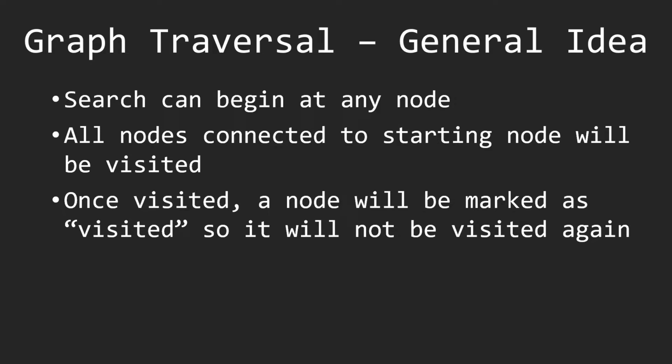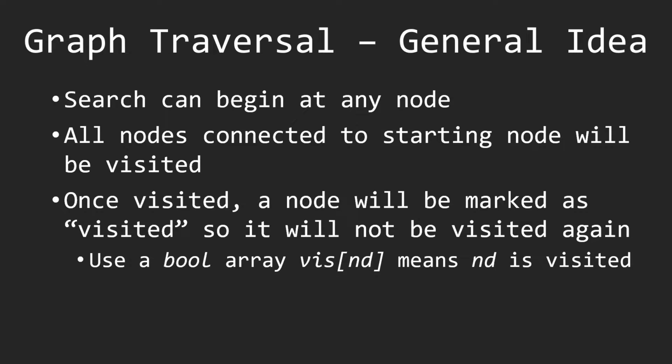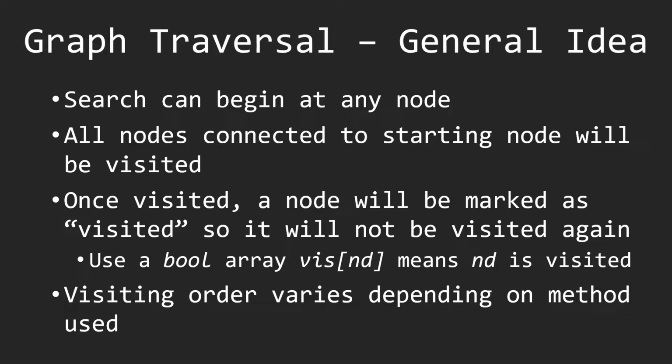Now, basically, once visited, a node will be marked as visited so that it won't be visited again. So once we process that node, whatever we want to do with it, we don't want to visit that ever again, because otherwise there might be some infinite loops going on. And the way we do that is we basically create a Boolean array called visited, where vis[nd] means that nd is visited. So nd is node. And basically the visiting order varies depending on the method that we use, and that's exactly what we're going to be talking about in today's video.